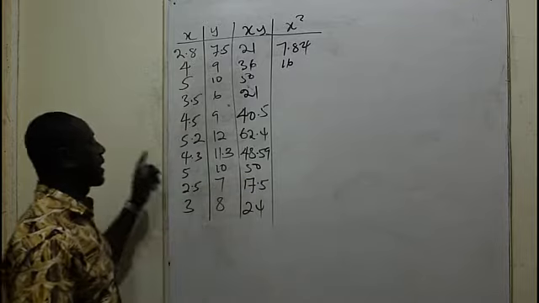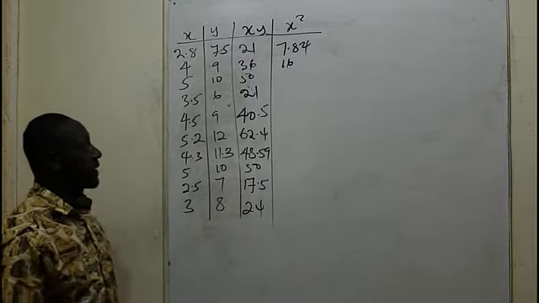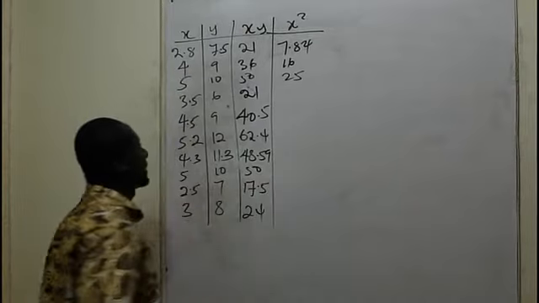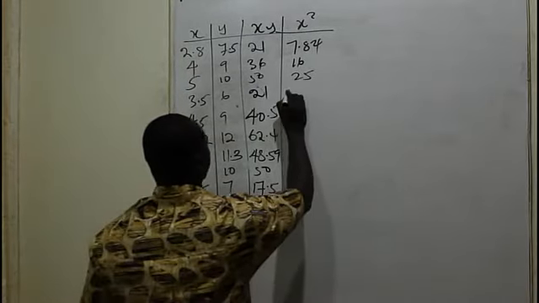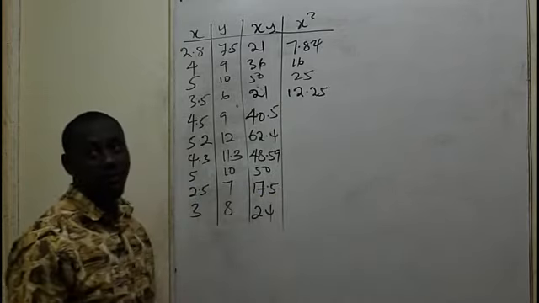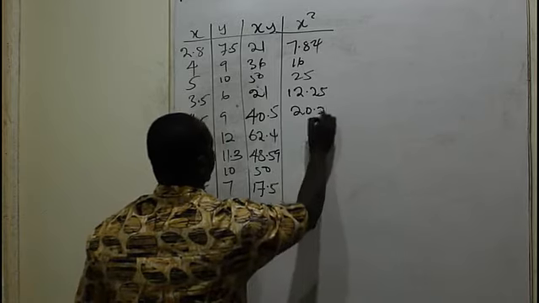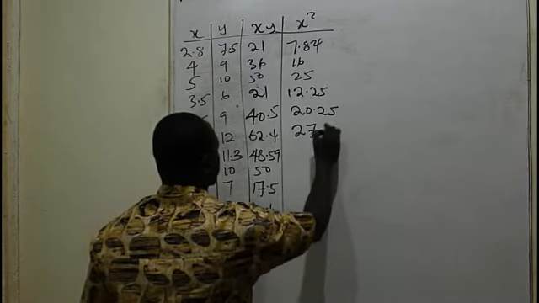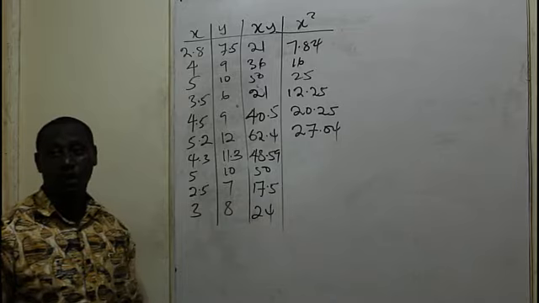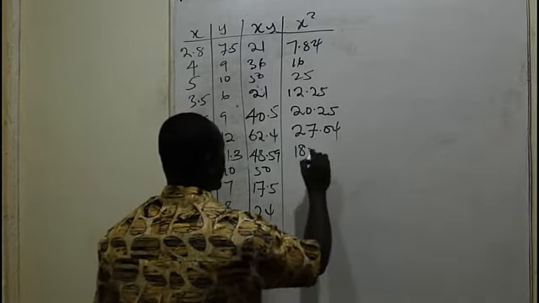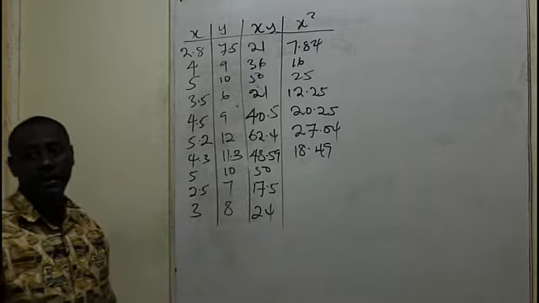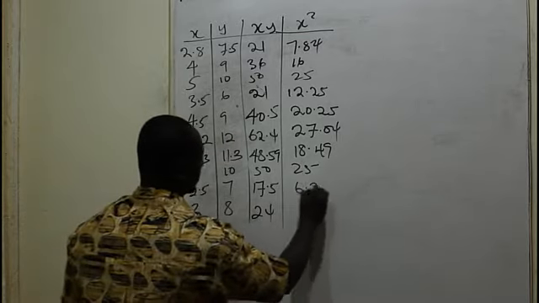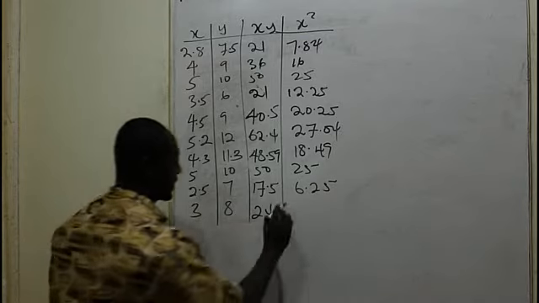When it comes to the whole numbers, we don't have a challenge, but the decimals may be a challenge, though we will still do that. 5 squared, we know, is 25. 3.5 squared is 12.25. Then 4.5 squared is 20.25. Then 5.2 squared is going to be 27.04. Then 4.3 squared is going to give you 18.49. Then 5 squared is 25, 2.5 squared is 6.25, and the last one, 3 squared, is 9.